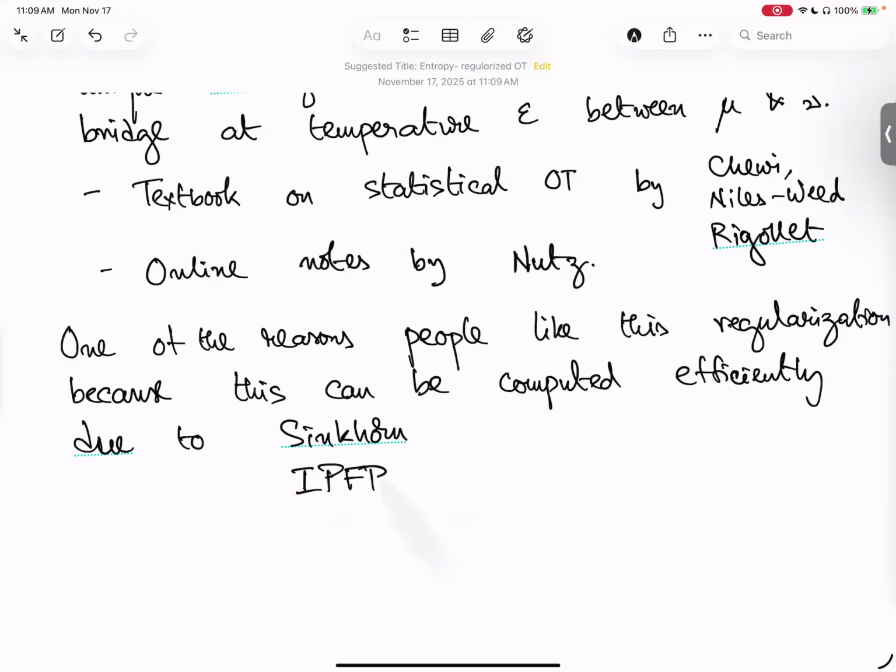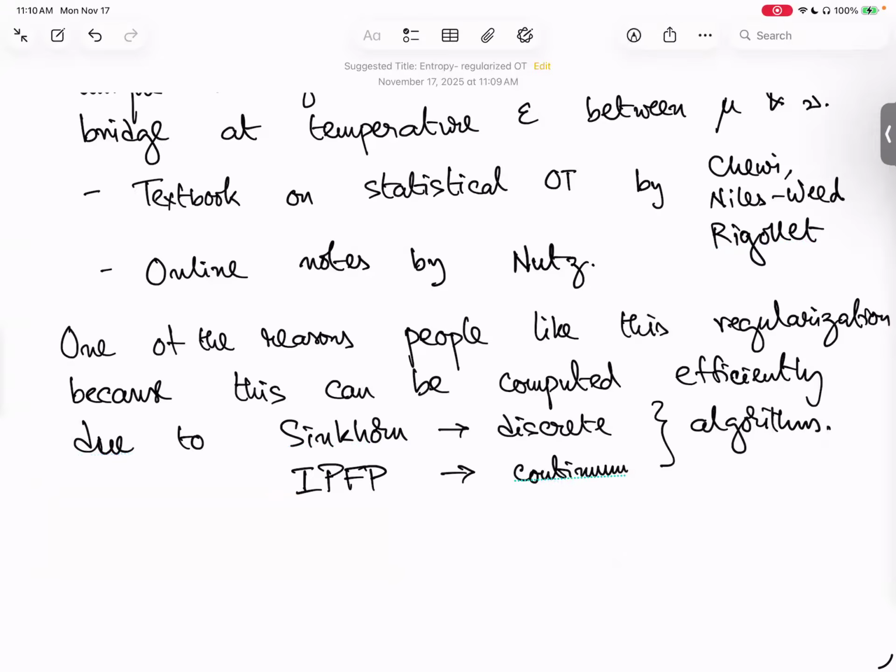Or Sinkhorn, or the IPFP algorithm. So this is for discrete data. This is for continuum data algorithms. This is a big part of our current research. So we'll go over what this algorithm is, what it does, and so on, because it's just so important both in applications and also mathematical theory. So actually, the rest of the week, we'll talk more and more about the Sinkhorn algorithm.